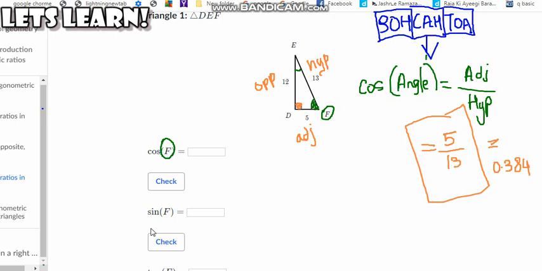So now you will be doing for sine and tangent by yourself. Sine के लिए we know that we are going to use the formula SOH, that is sine is opposite divided by hypotenuse. Tan is basically opposite upon adjacent. So this is the way you're going to find the ratios.